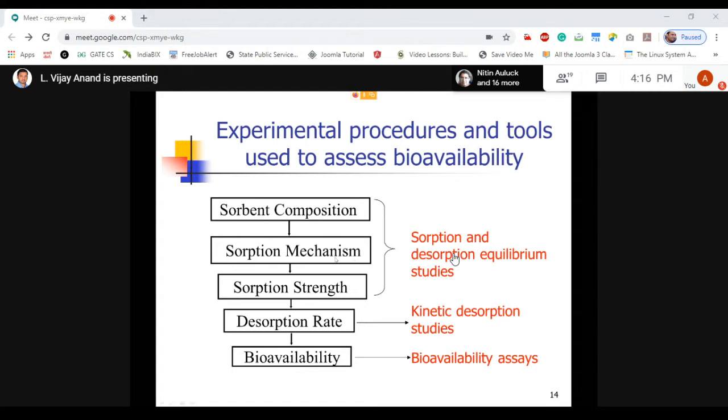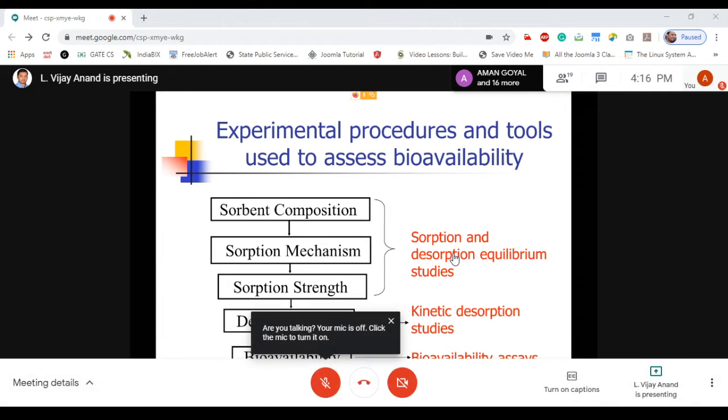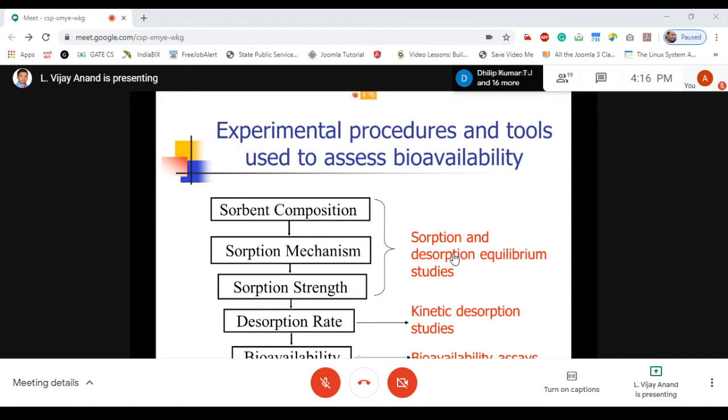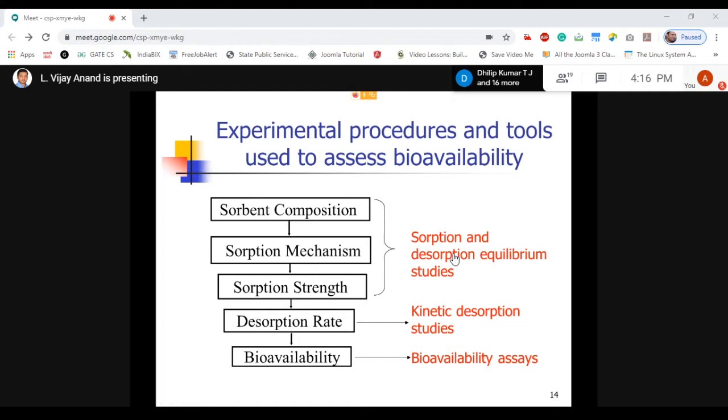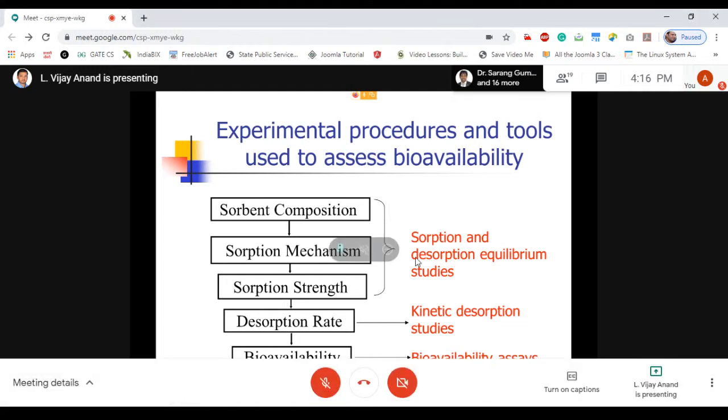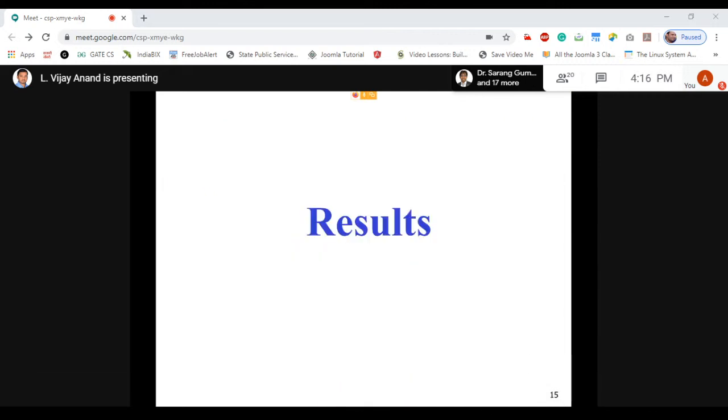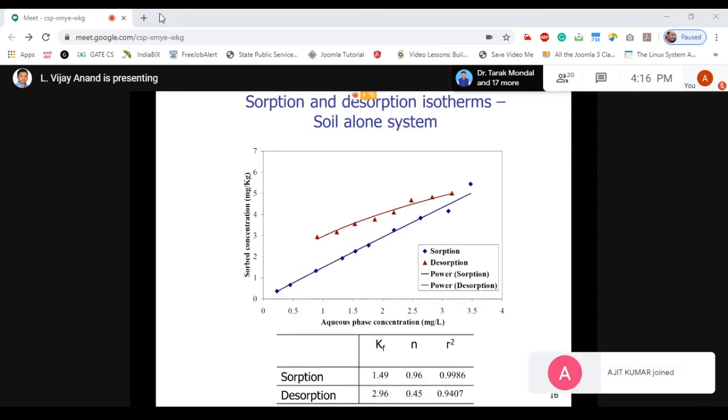It is going to affect the way in which the chemical adsorbs, and the mechanism is going to influence the strength of adsorption, right? If the strength of adsorption is more, the desorption rate is going to be less. If the strength of adsorption is less, the desorption rate is going to be more. And if a solute can desorb at a higher rate, it is highly bioavailable. It's directly related to the bioavailability also. So that is essentially what these studies are aimed at, looking at the sorbent composition to estimate the bioavailability. So let me move on to the results of the batch isotherm studies.